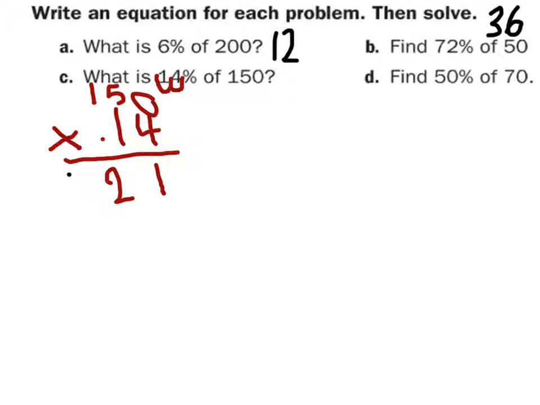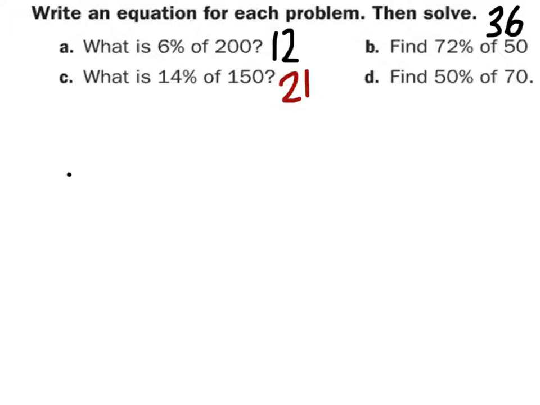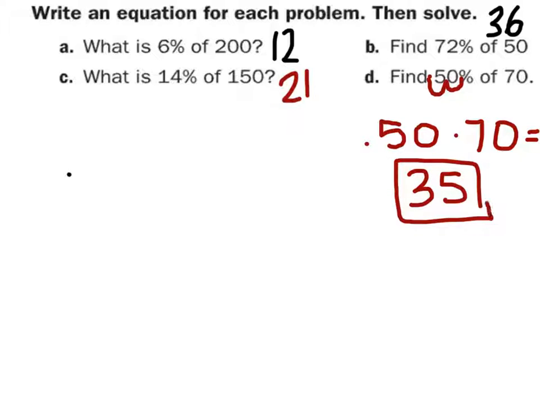All right, Sam, what'd you do? I multiplied 0.14 by 150. There you go. That's pretty good. 21, right? Okay. All right, Bentley will do D. There you go. 35.